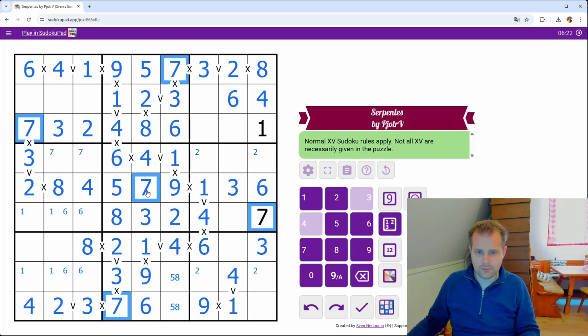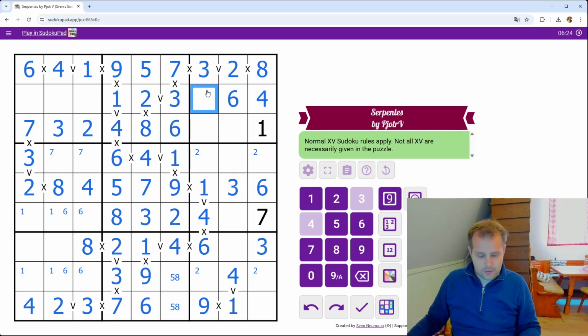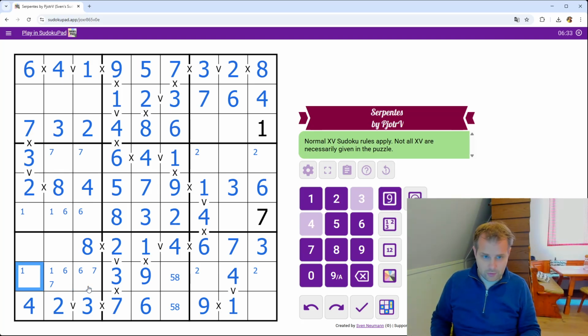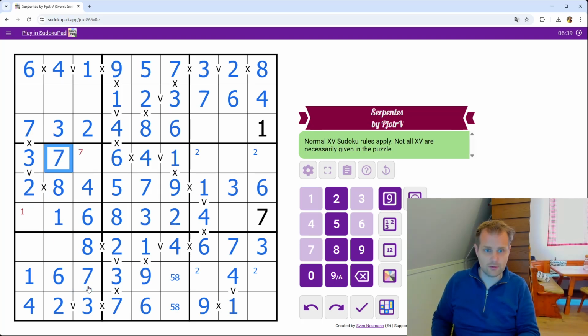The 7s, there's a 7 up here, so there's a 7 up here, and there's a 7 up here, and apparently this is a 6-7 pair, so this must be a 1, this must be a 1, this must be a 6, this must be a 6, that must be a 7, this must be a 7. So that clears up a lot.